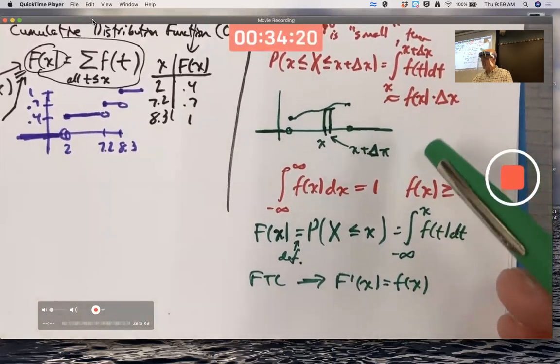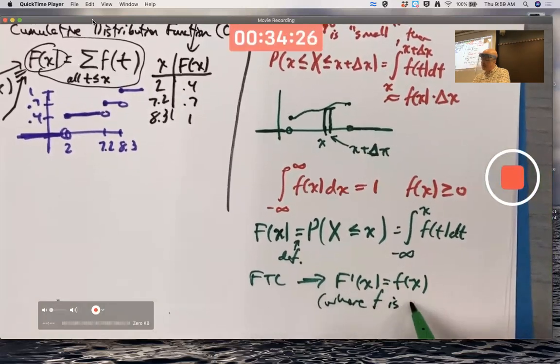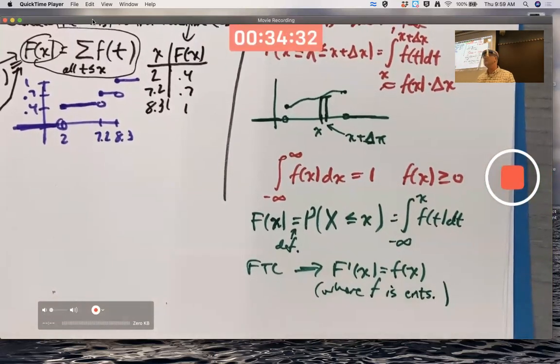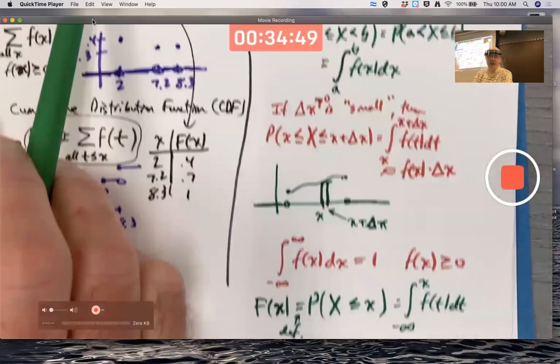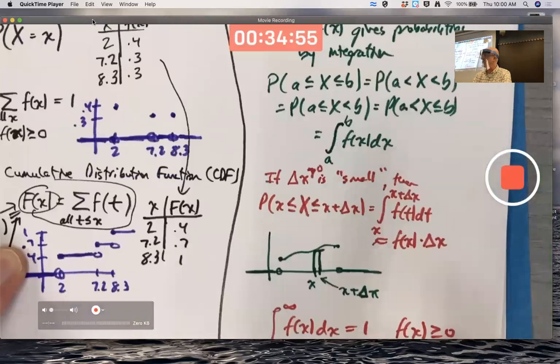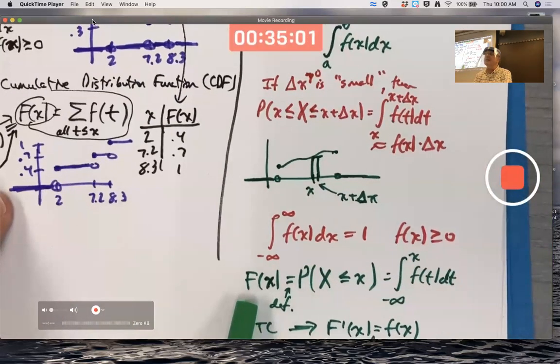But at least where little f is continuous, here's my abbreviation for continuous, CNTS, that will be true. Capital F is an antiderivative of little f. Usually when you construct probability models, it's easier to think about the little f first, the PMF in the discrete case and the PDF in the continuous case. It's usually easier to think about those first, create those as your model, and then when you need to, you can compute the CDF.